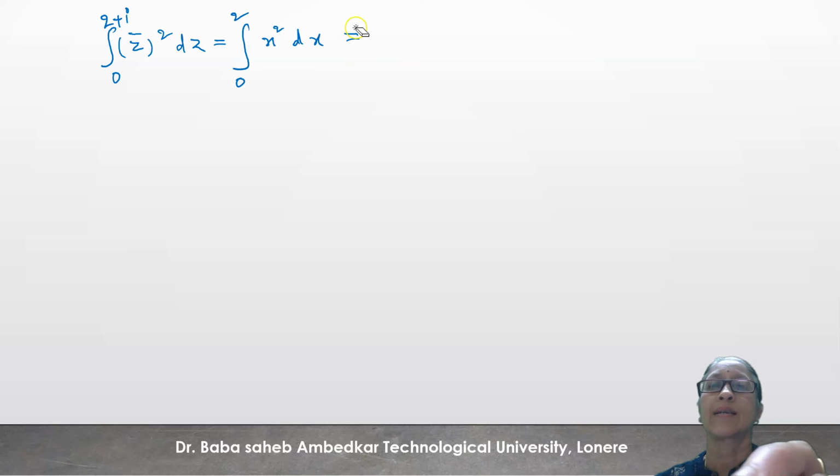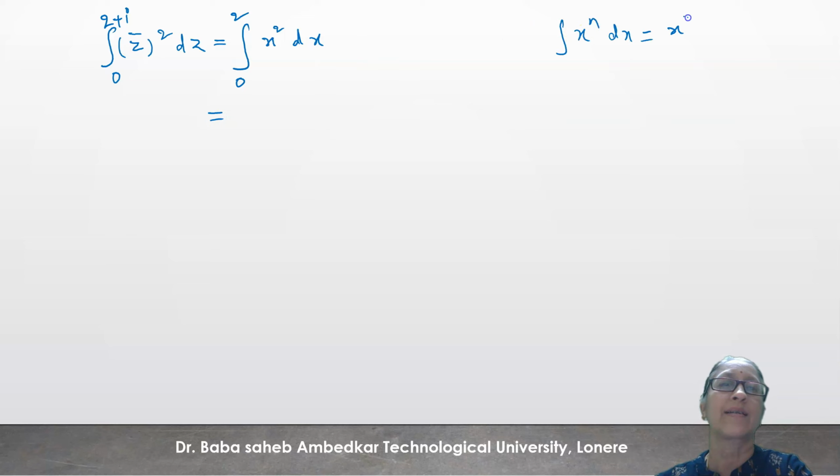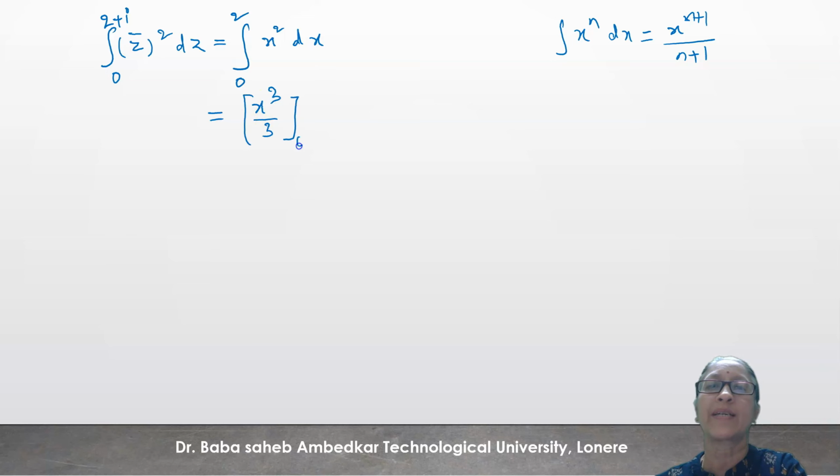So here, using the integral x power n dx formula, that is x power n plus 1 upon n plus 1, let us integrate x square. Then we get x cube by 3, but this is definite integration, so we have to apply limits. Here 2 cube upon 3 minus 0 upon 3. First we have to put x equal to 2 minus put x equal to 0. Then we get 8 by 3.